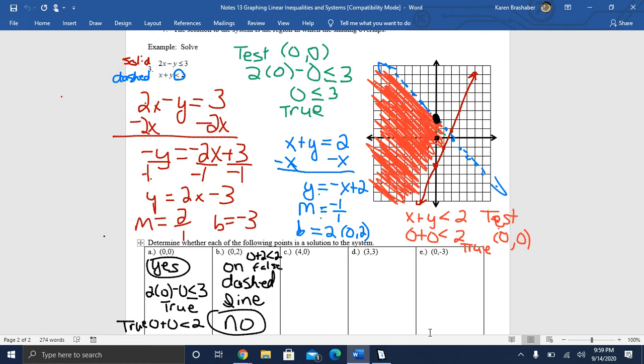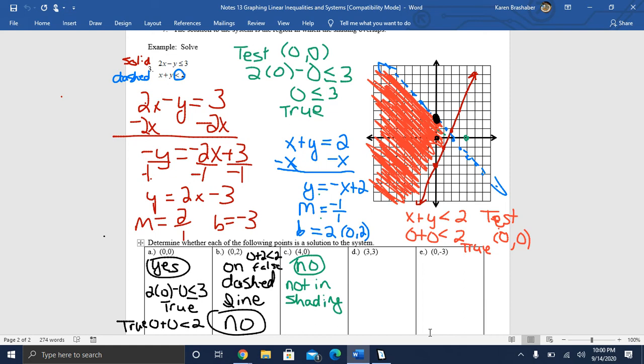Okay, then we'll check 4, 0. Now 4, 0 is, and I'm going to use a green dot for it, on the right-hand side on the x-axis. So if you count over from where 0, 0 is, 1, 2, 3, 4, 4, 0 is not in the shaded area at all. So not in the shaded area, this answer is no. It is not a solution to the system. It's not in any of the shading, and so that is not a solution.